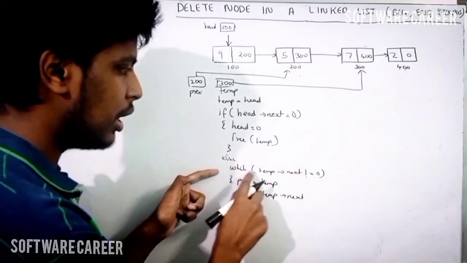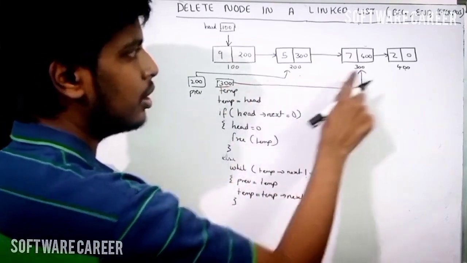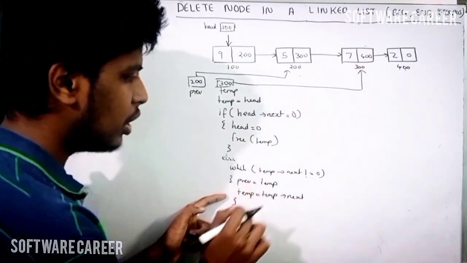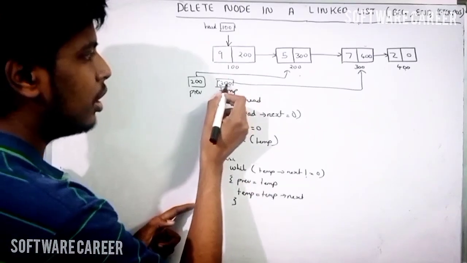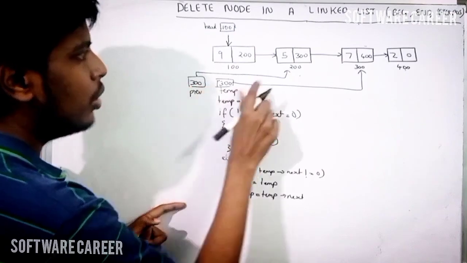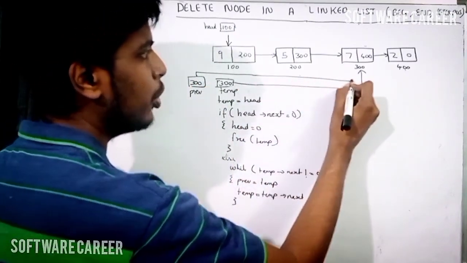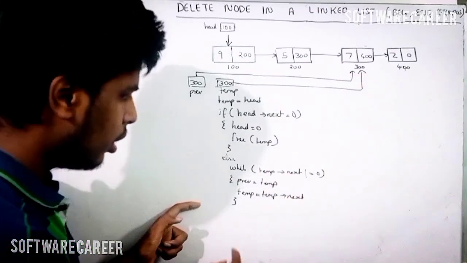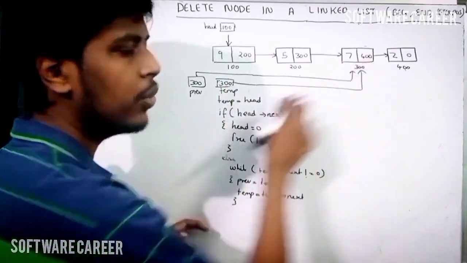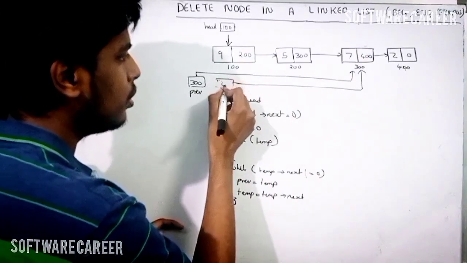Now go back to the same condition. Check whether temp next not equals to 0. Temp is 300. 300 next is 400. It's not 0. So enter previous equals to temp. That means temp is 300. 300 is put on this previous pointer. Now this previous pointer is getting cancelled and the previous pointer is pointing to 300. Now temp equals temp next. Temp is 300. 300 next is 400. So 400 is put on this temp pointer.